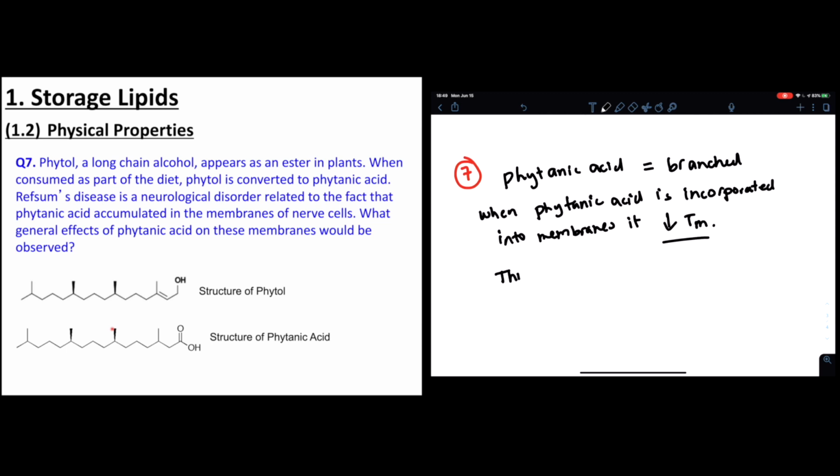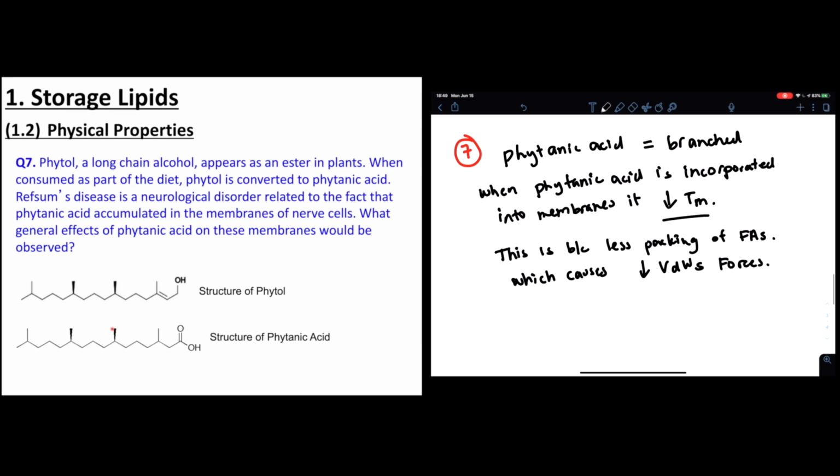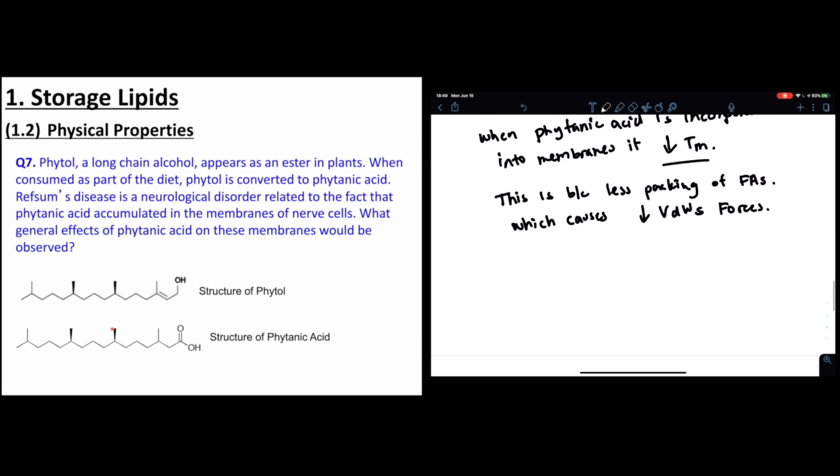And the reason is because there is less packing of fatty acids, which we know from unsaturated, a lowering amount of van der Waals forces. So that's why phytanic acid is bad. And what do nerve cells have, right? So nerve cells have this fatty layer, right? You might remember this from your physiology course, for example. But you have the axon, which is going to have this insulation of fatty layer that's called a myelin sheath.